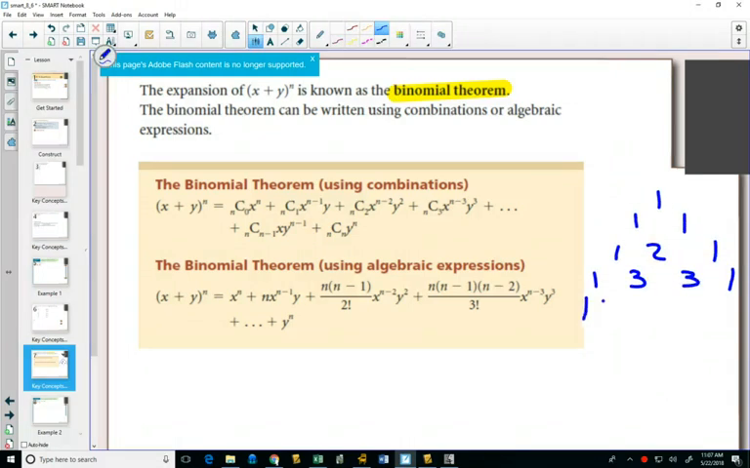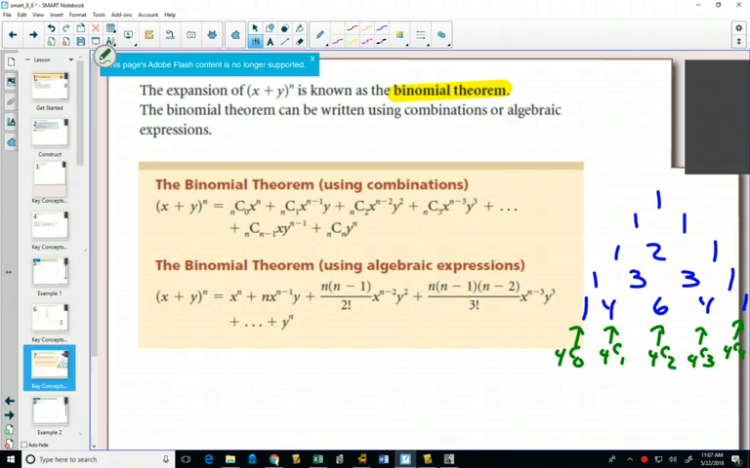and the numbers in Pascal's triangle relate to combinations. So we've seen that this is 4 choose 0, this is 4 choose 1, this is 4 choose 2, 4 choose 3, and 4 choose 4. So when we're expanding something like x plus y to the n, Pascal's triangle becomes the numbers in front. So I'm going to underline them here in blue.